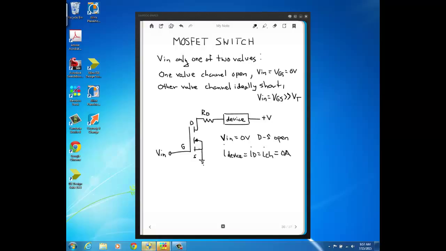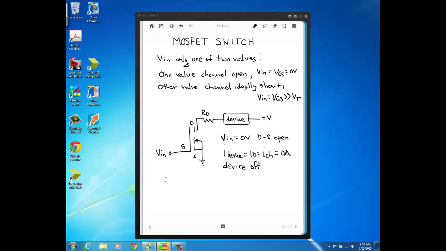Since there's an open from drain to source, you don't have a complete path for current to flow, since the current from the source can't get back to ground because of this open here. So clearly the device would not operate; the device would be off here. No current is flowing through, so if it's a motor, it's not going to spin. If it's a solenoid, it's not going to be energized. If it's an LED, it's not going to light.